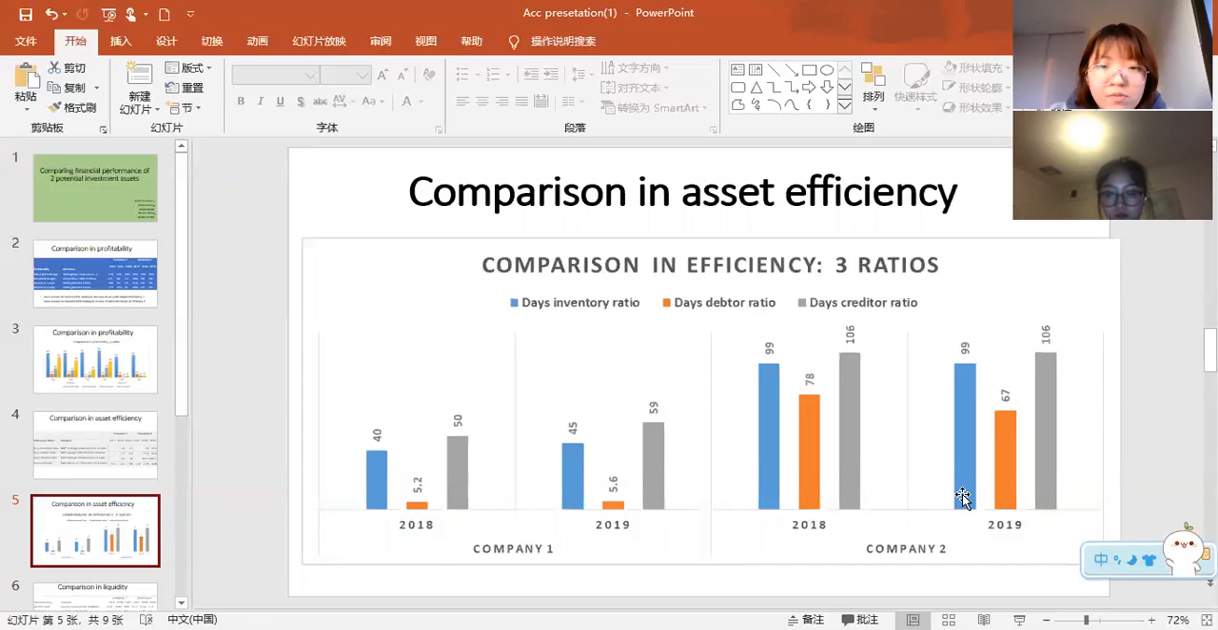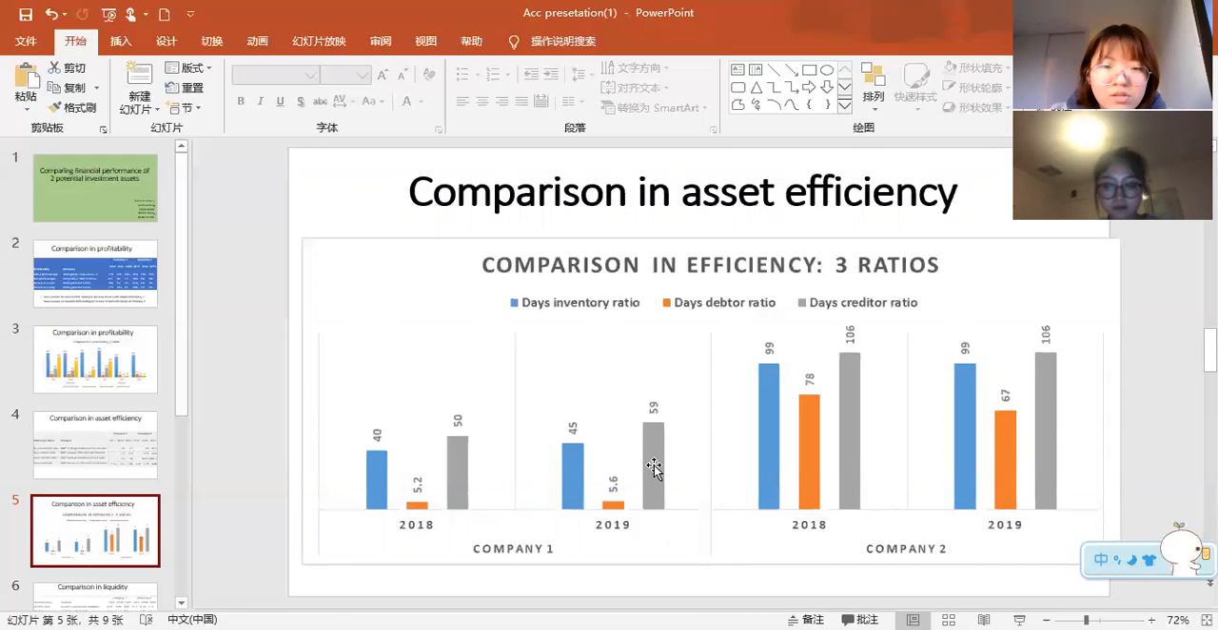And company one took 5.6 days to collect debts from customers. It's much shorter than 67 days of company two. It's also good for maintaining its liquidity. Besides, too many days of debtors would lead to bad debtors for company two.